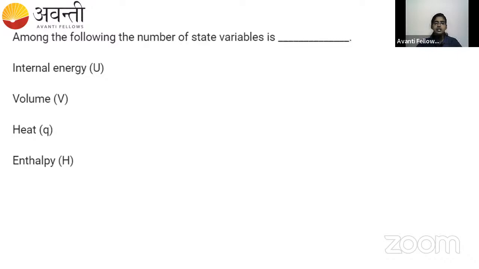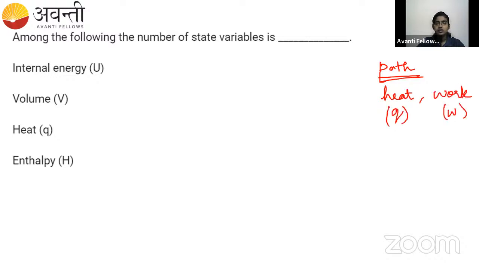Among the following, the number of state variables. So who are the state variables and who are the path variables? Only two examples are there for path function: one is heat and the other one is work. So these two are path functions, heat and work. The remaining things are state variables, or state functions.